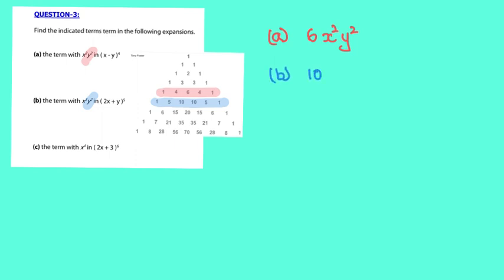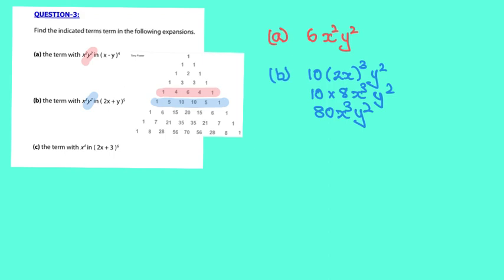Now we can do the rest of the expansion. (2x) cubed, y squared. Multiply out, we get 10 times 2 cubed, which is 8, x cubed y squared, which is equal to 80 x cubed y squared.